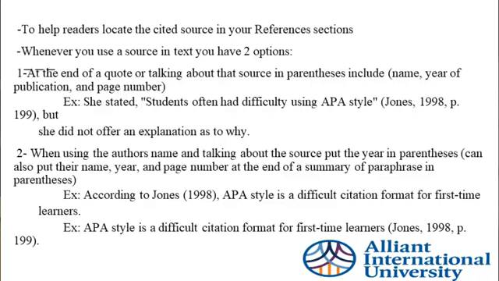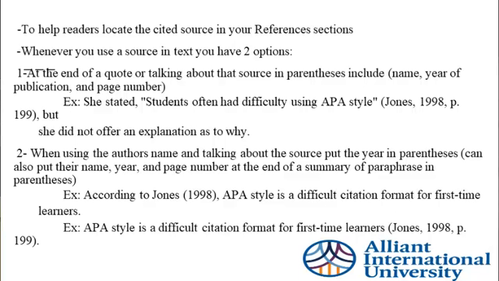You can do it at the end of a quote or when talking about the source, in parentheses, including the name, year of publication, and page number. So for example, this writer wrote, she stated, comma, students often had difficulty using APA style. And so they'll list the author, the year of publication, and the page number. Page number is not necessarily always required. It is just an additional resource to indicate where that was found in the article. But she did not offer an explanation as to why.